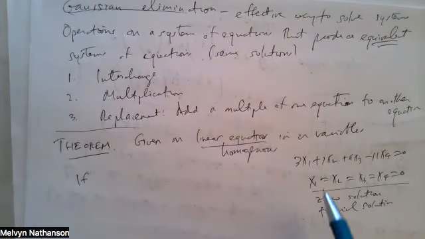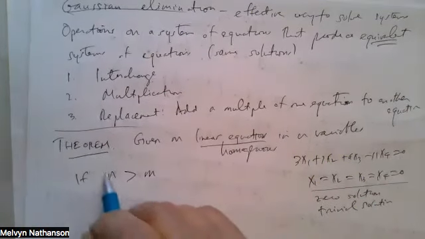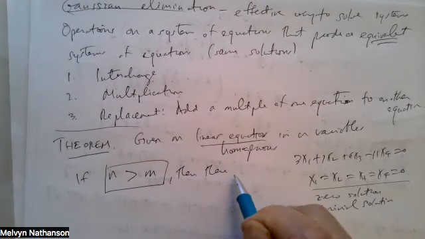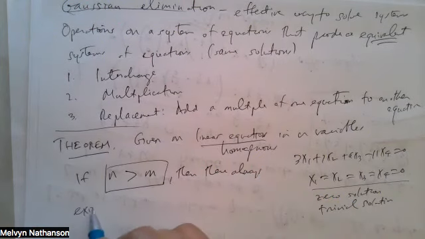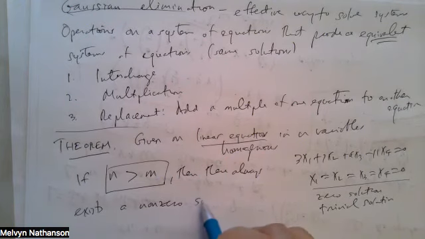But if the number of variables n is greater than the number of equations m, that's the condition, then there always exists a non-zero solution.